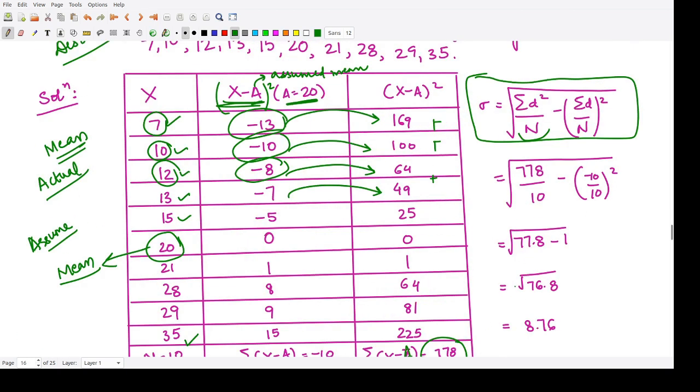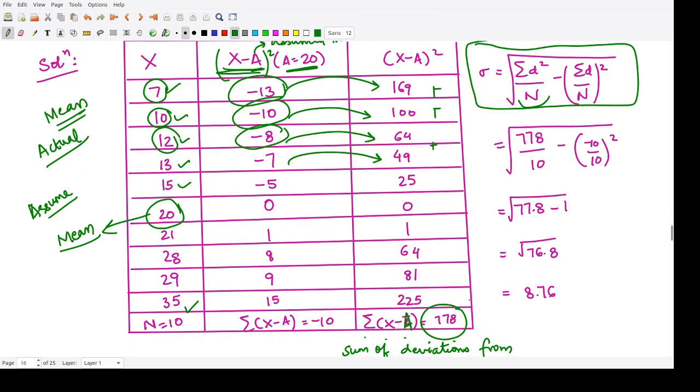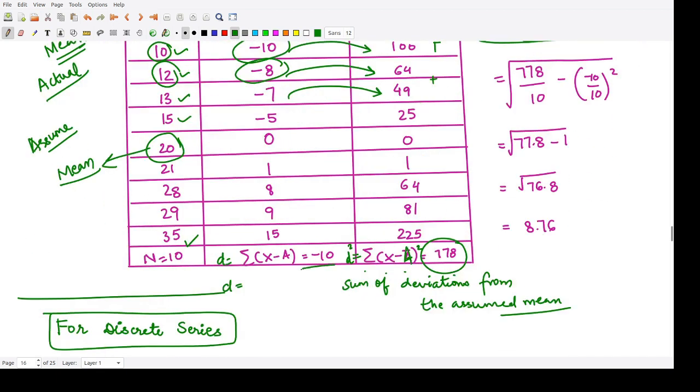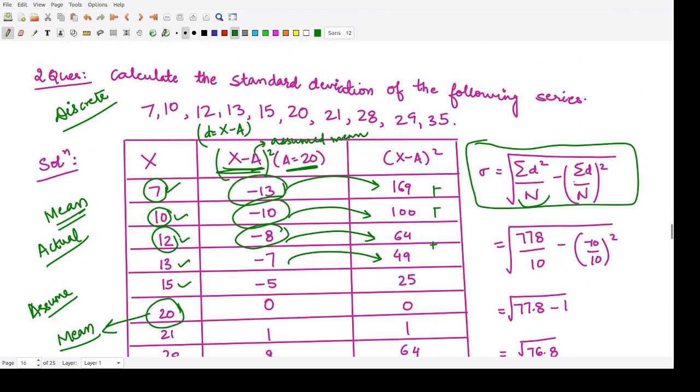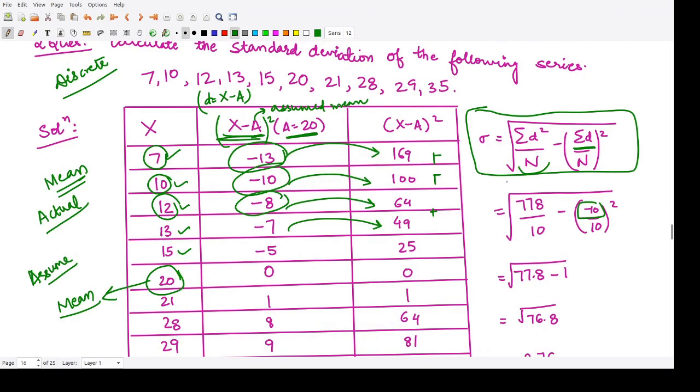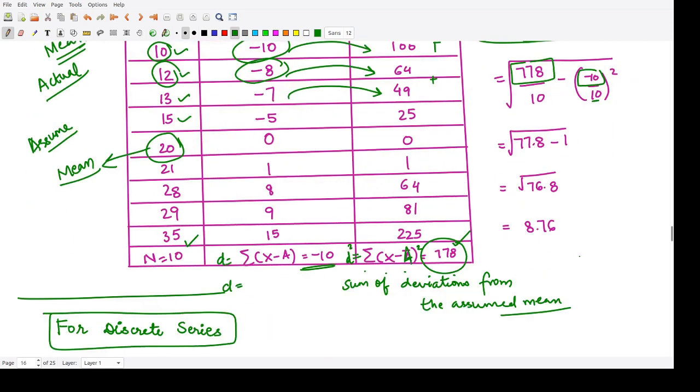So now you have these deviations from the assumed mean. This is d square. This quantity is d, because d was x minus a. So you substitute this value of summation d here. You have minus 10 here, and you substitute 778 in place of summation d square. So you have 778 divided by n, taking the square root, solving. So you have the standard deviation as 8.76.